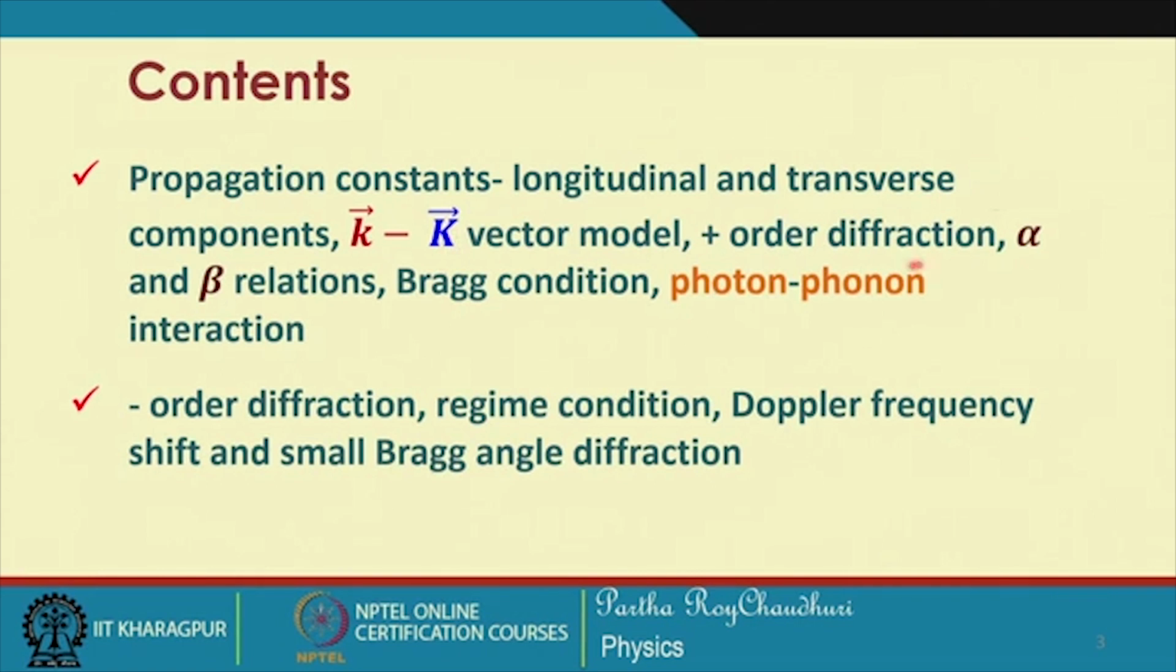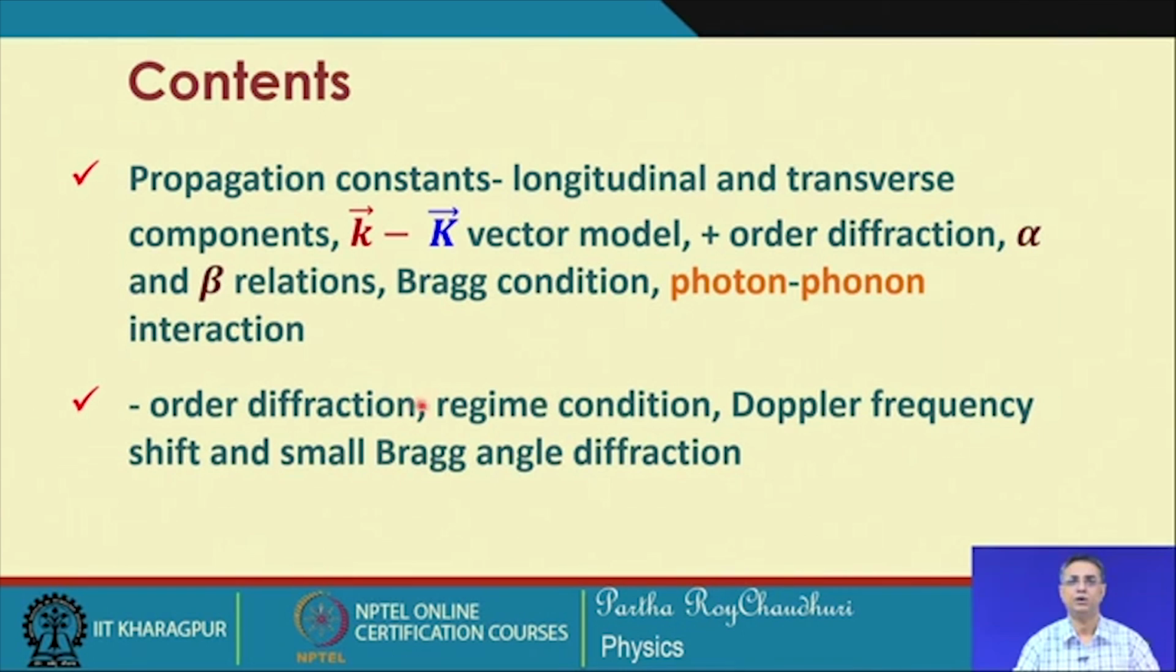So, with that understanding, we will look at the plus order diffraction, alpha beta relations, Bragg condition. We will see that these are the consequences of photon phonon interaction, and in a small discussion we will see that, and then we will look at the minus order diffraction. From here we will try to bring out this regime condition, that is the width of the acoustic wave, which is going to decide whether it is a Bragg type or a Raman-Nath type diffraction.